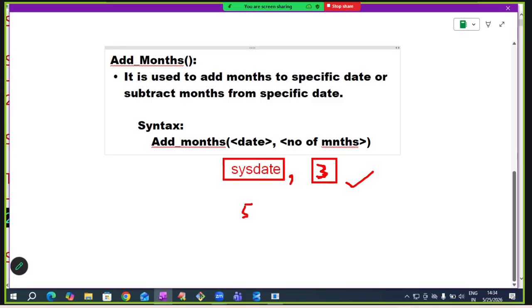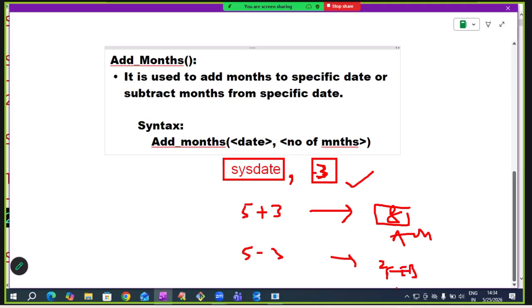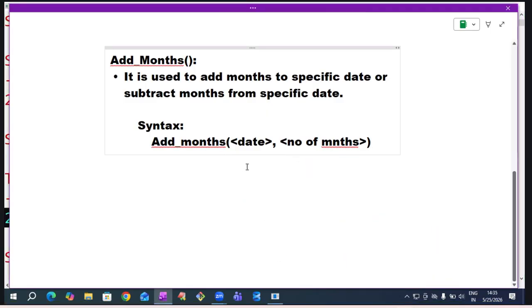So the current month is May. After 3 months, August. August 25 we get. So to subtract 3 months, write -3. So 3 months we are subtracting, means we get February. February 25 we get. 3 months ago, February. After 3 months, August. So like this, to add months or subtract months, we use add months.